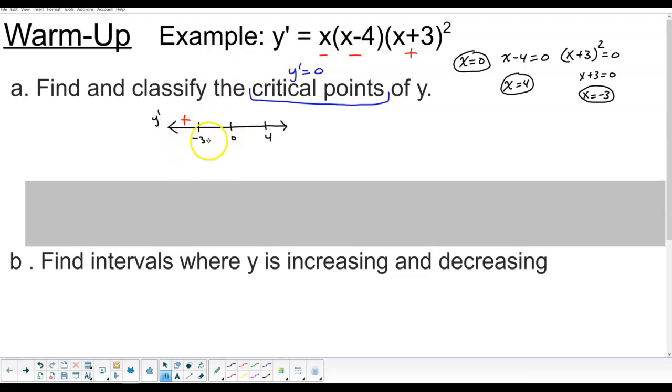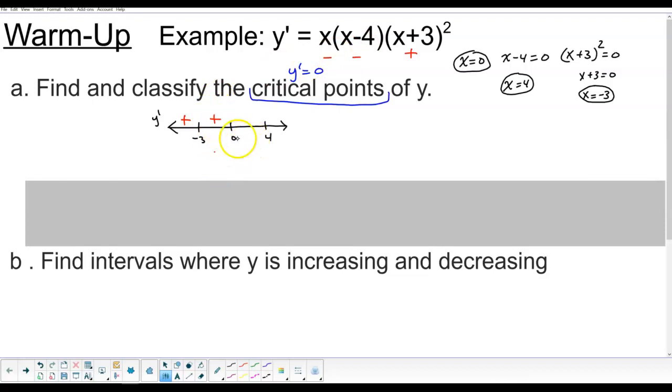Now let's test the value between -3 and 0. Let's try -1. And again, I'm only looking for the sign. Right? So if I plug -1 into x, I get a -1 back. If I plug -1 into this factor, I get a negative output. And a negative times a positive, remember this is always positive, will result in positive derivatives.